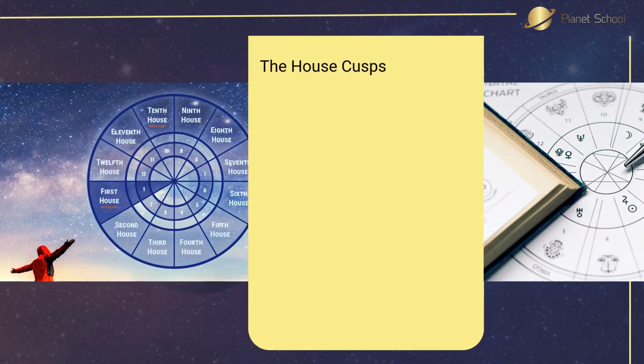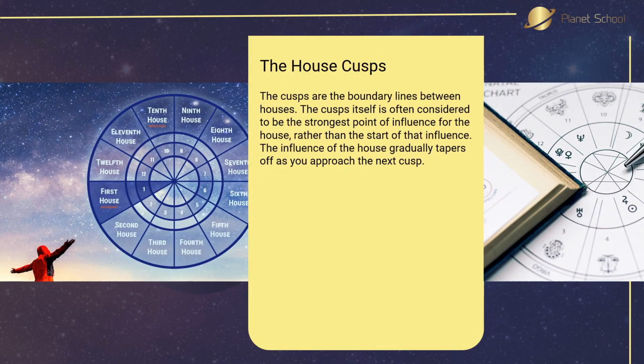The house cusps. The cusps are the boundary lines between houses. The cusp itself is often considered to be the strongest point of influence for the house, rather than the start of that influence. The influence of the house gradually tapers off as you approach the next cusp.